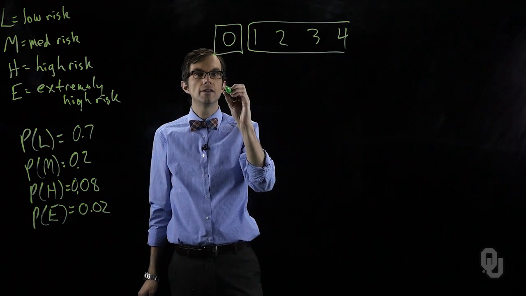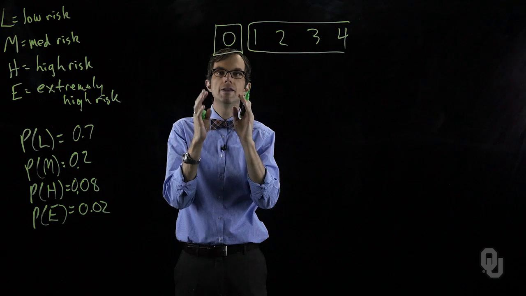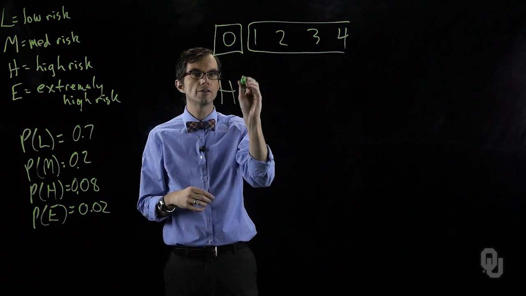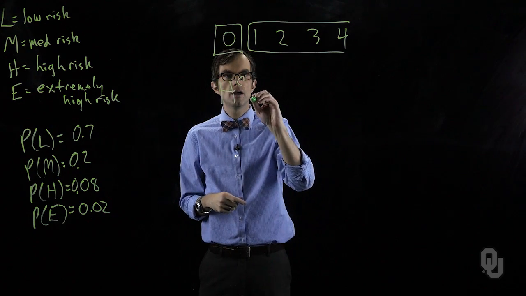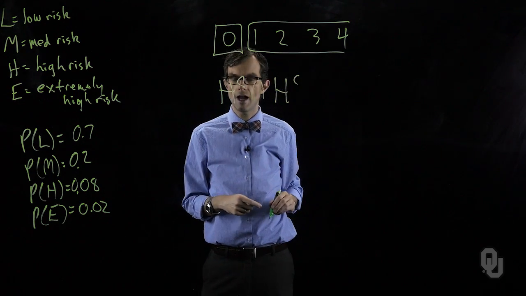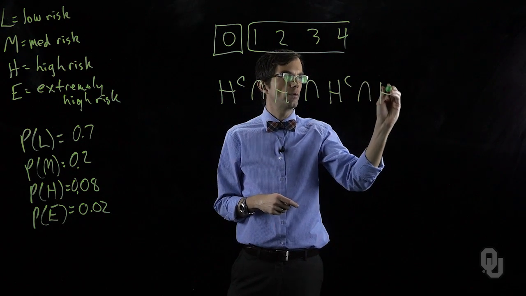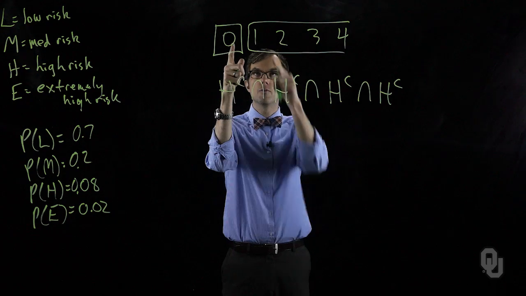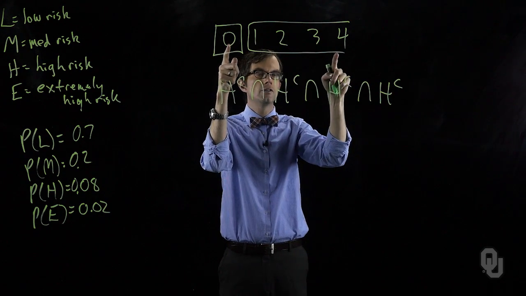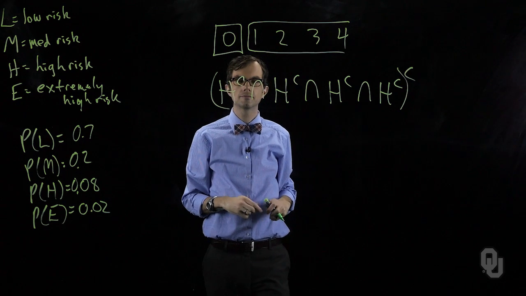So let's find the event of not a high-risk project in one of the projects. Okay, here's one. And in the next one, not high risk. And the third one is not high risk. And the fourth one is not high risk. Okay, that gives us this. But we want to find this one. So to do that, we have to take the complement of the whole thing. Okay?